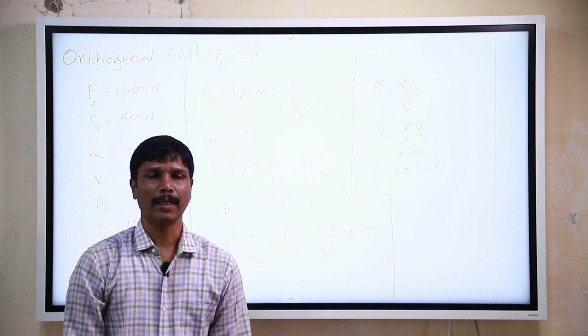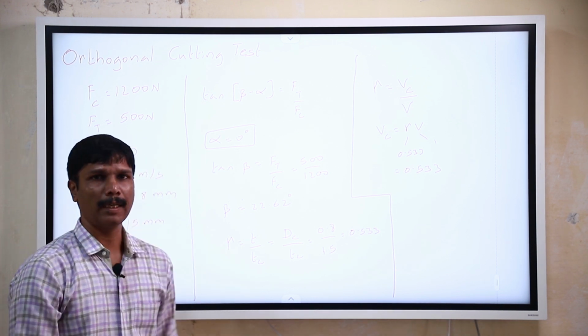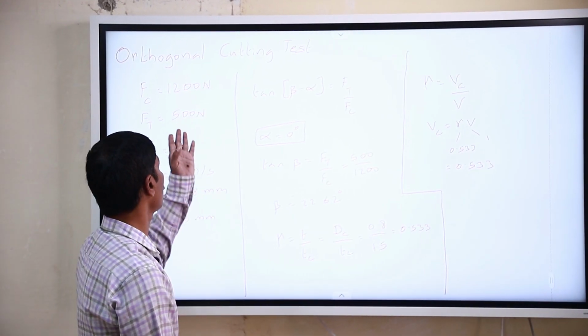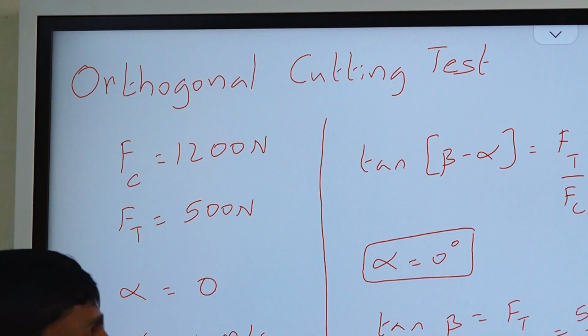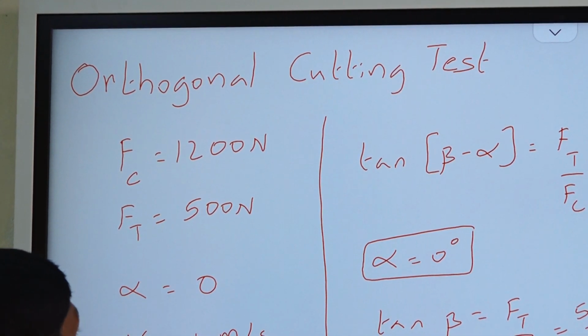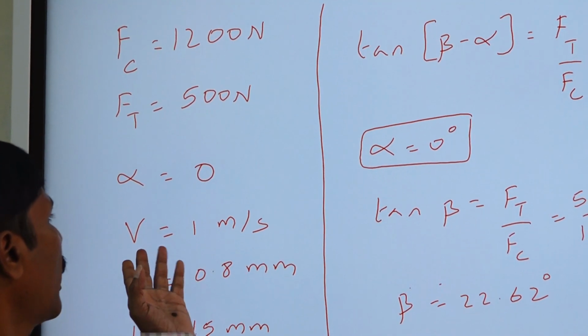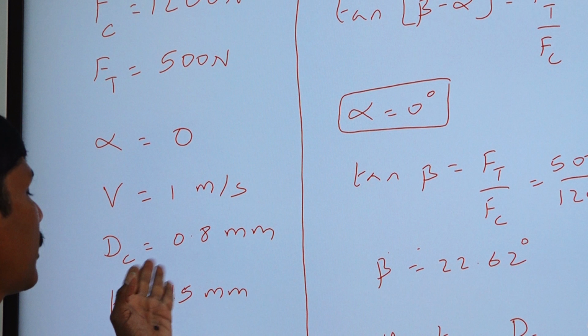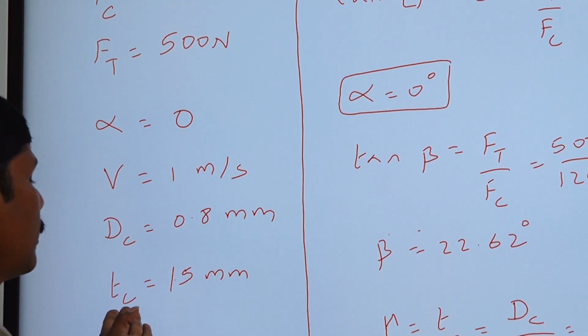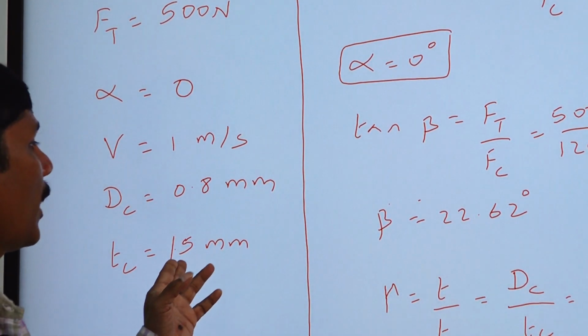Now we have an orthogonal cutting problem. Here two different forces are given, cutting force and thrust force. The rake angle is 0 degree, it is a special case. Cutting velocity is 1 meter per second, depth of cut is 0.8 mm and chip thickness is 1.5 mm. So, we have these values.